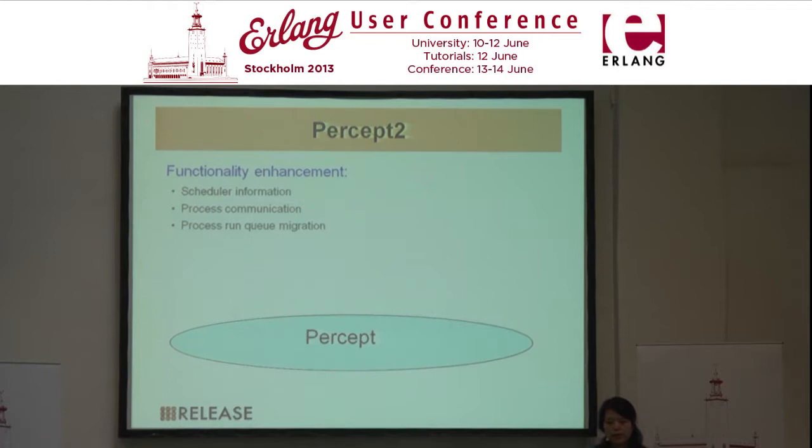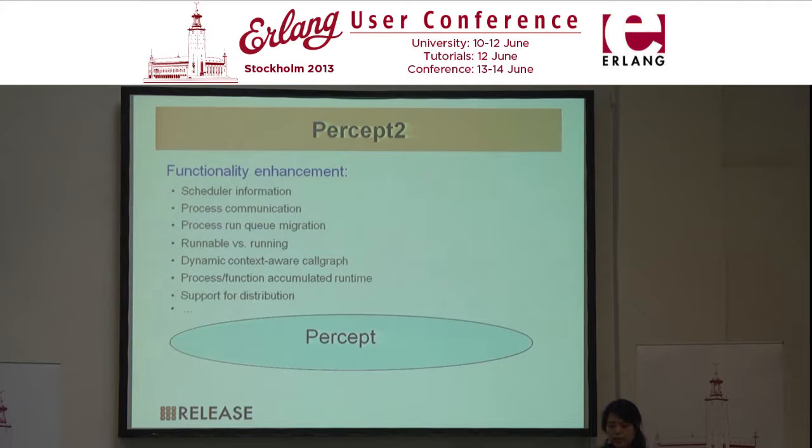As you saw in the previous slides, Percept doesn't distinguish runnable and running. If you see the green, it means the process is possibly running, or it's not running but runnable. So with Percept 2, we distinguish runnable and running. Also, we add function level profiling information. So we create dynamic context aware call graphs for processes, and also provide accumulated runtime of process or function, and also added the basic support for distribution and so on.